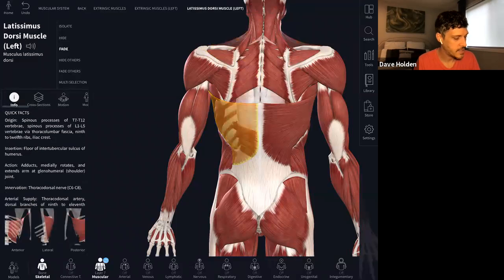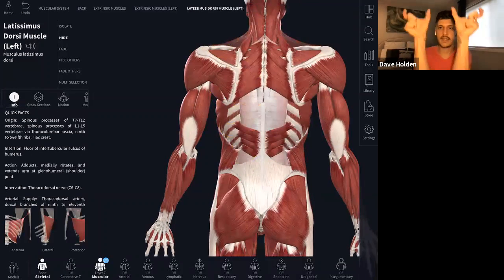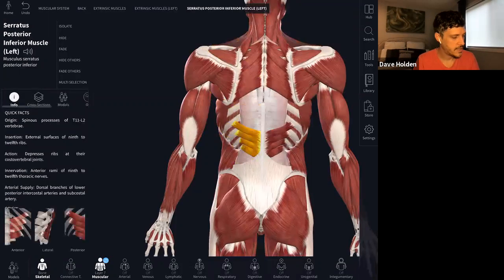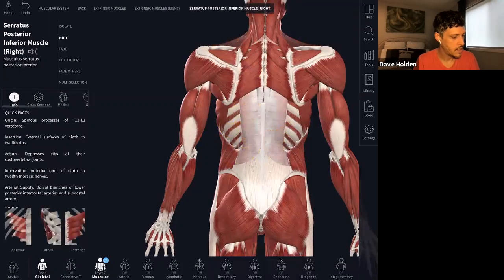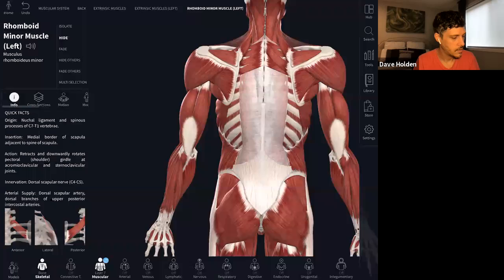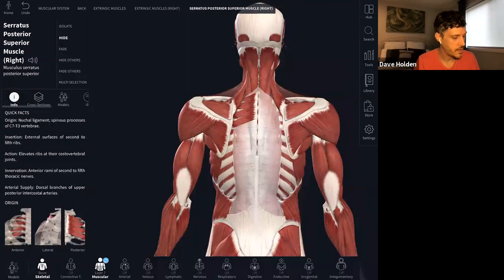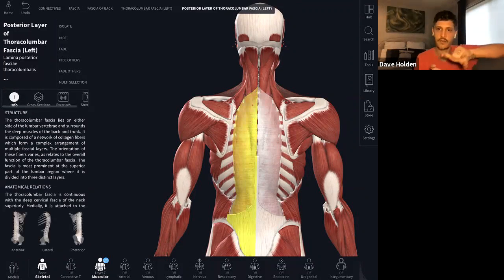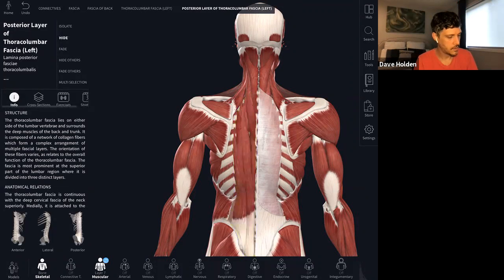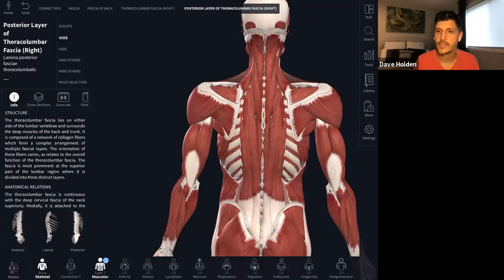So we take away traps and lat dorsi. And now you can see them kind of under that sheath. We've got to get rid of serratus posterior and rhomboids, and serratus posterior superior as well. Now we'll get rid of this thoracolumbar fascia. And there, finally, are the erector spinae muscles.